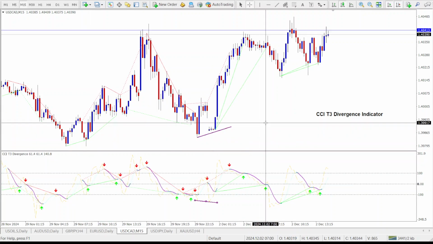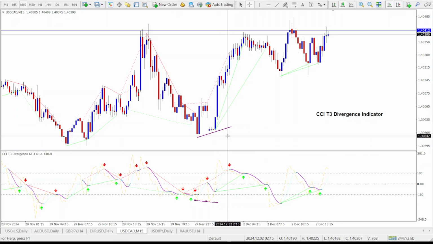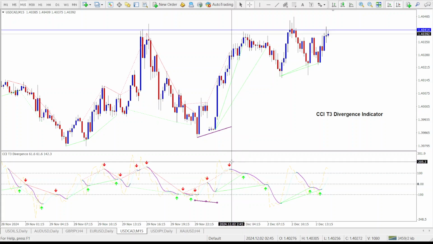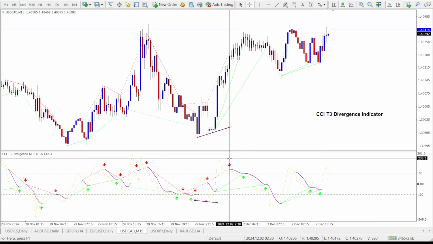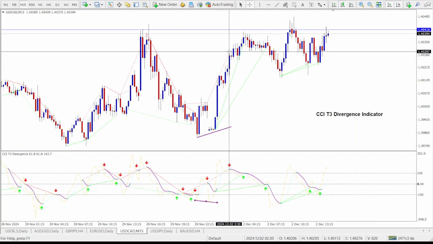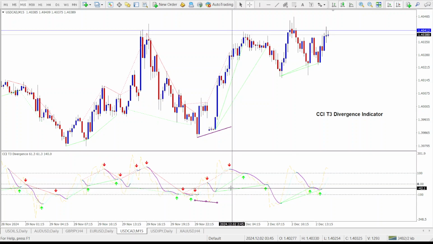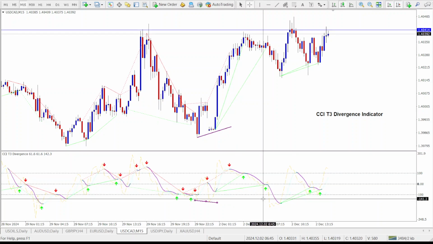So if you are a scalper, it's fine. If you are paying attention to the arrows, it's actually fine. But by the way, you can see that the arrows sometimes may tend to even give you more false signals compared to the divergence itself. So I'm going to recommend focusing on the divergence indication rather than the arrows, okay?